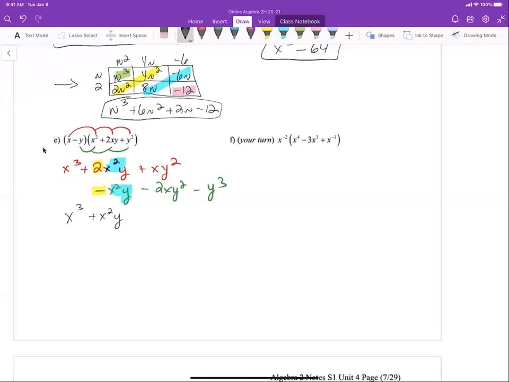So to continue on, I have a positive xy squared minus 2xy squared, which will give me a minus xy squared. And then the last term will be negative y cubed.